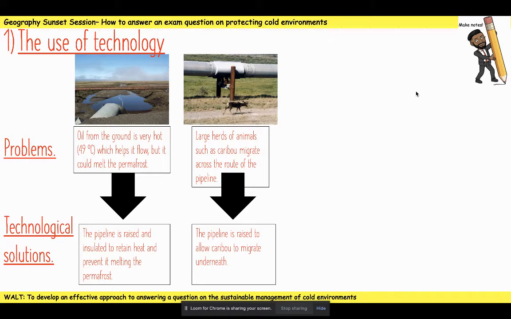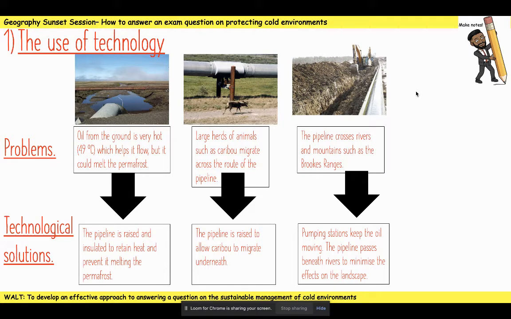Also, large herds of animals such as caribou migrate across the route of the pipeline, so they raise the pipeline to allow caribou to migrate underneath. As you can see in the photo, the caribou has lots of clearance and is going to have no problem walking under the pipeline. Also, the pipeline crosses rivers and mountain ranges such as the Brooks Range, so pumping stations keep the oil moving, so it can travel up mountains or through mountains, and the pipeline passes beneath rivers to minimize effects on the landscape.